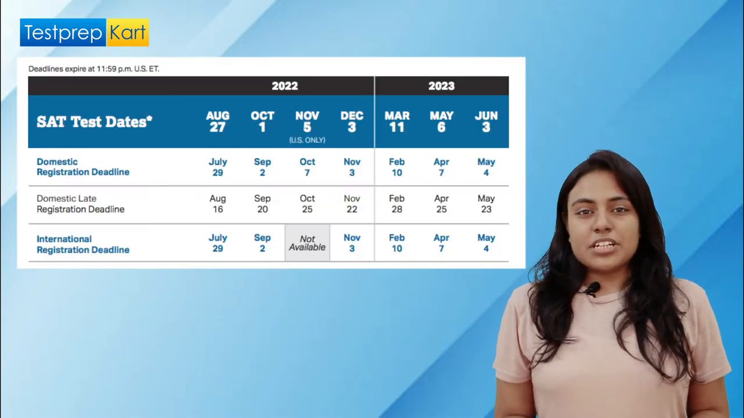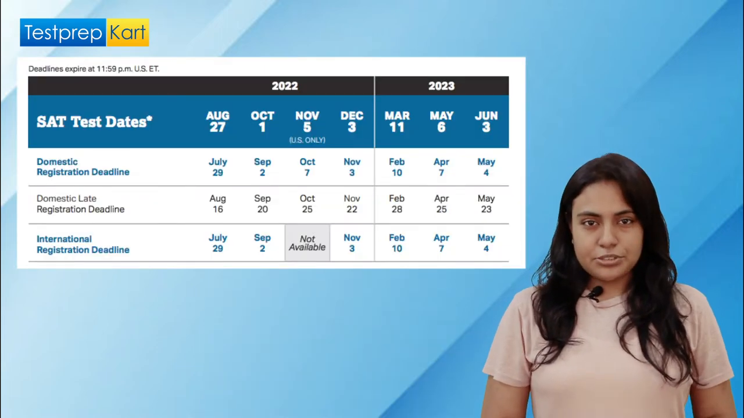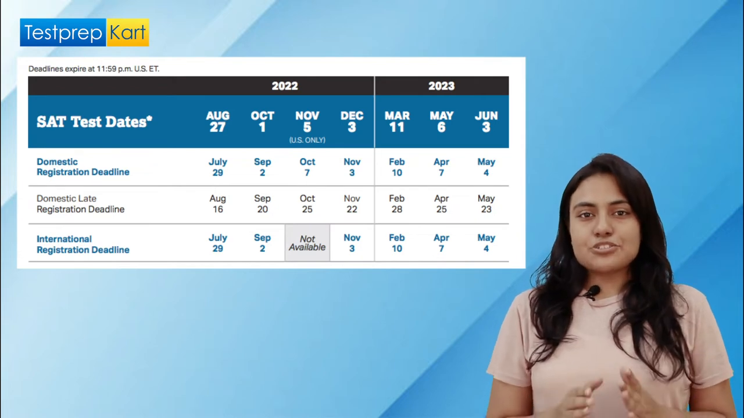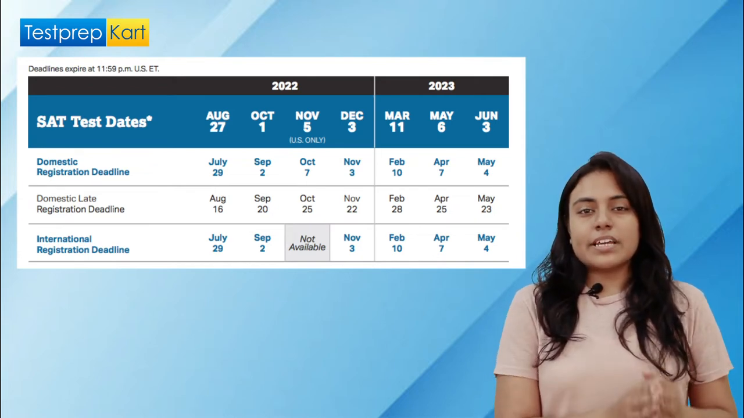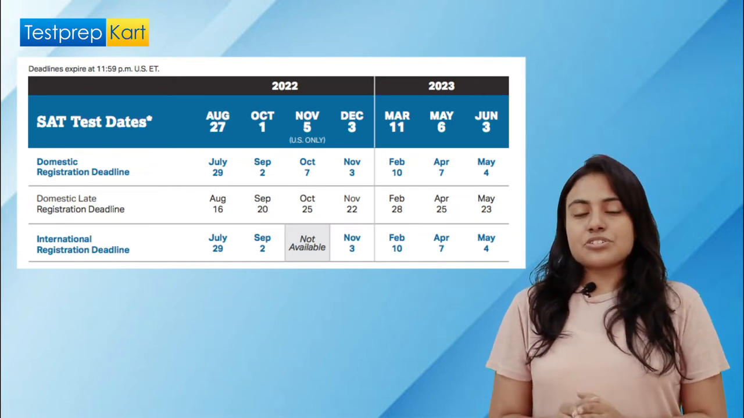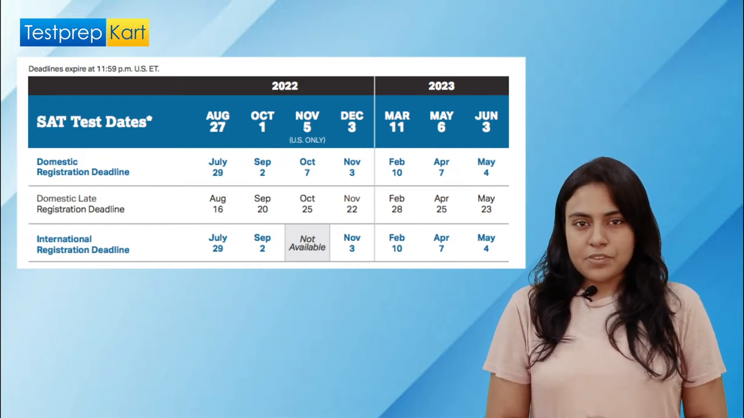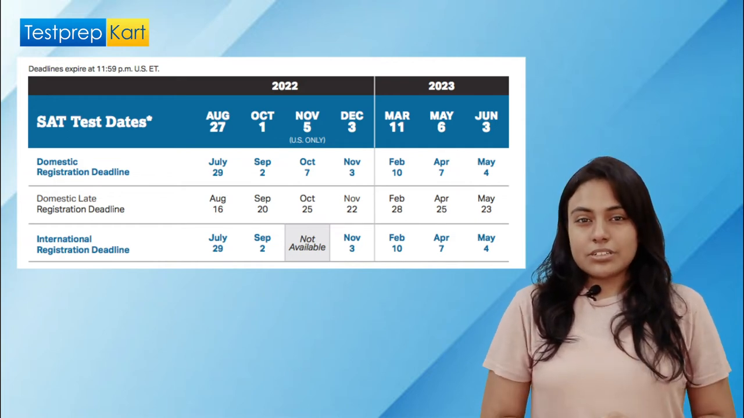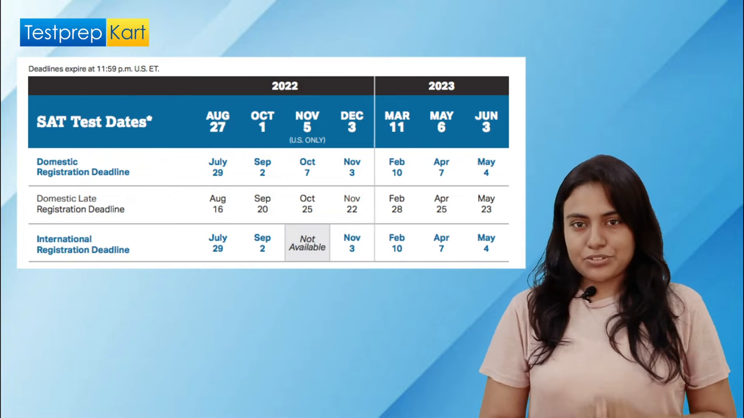For the examination date of August 27, 2022, the registration deadline is July 29th. For the attempt of October 1st, the registration deadline is September 2nd. For the attempt of December 3rd, the registration deadline is November 3rd.